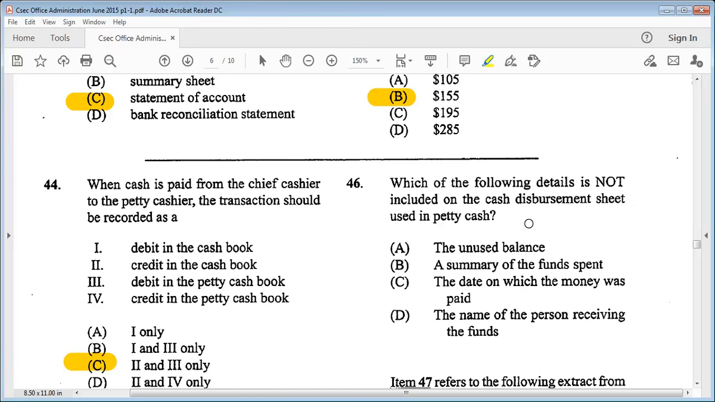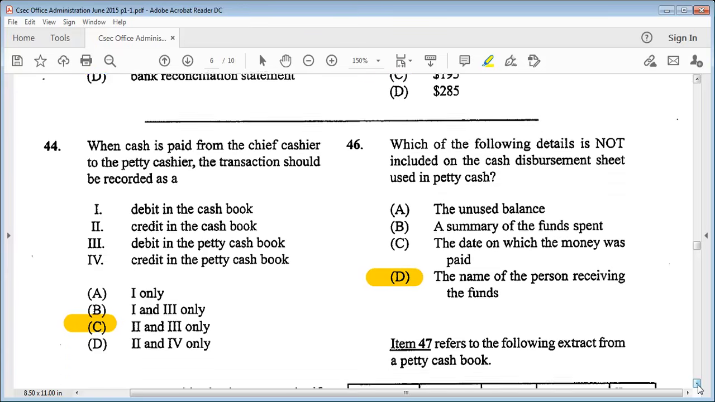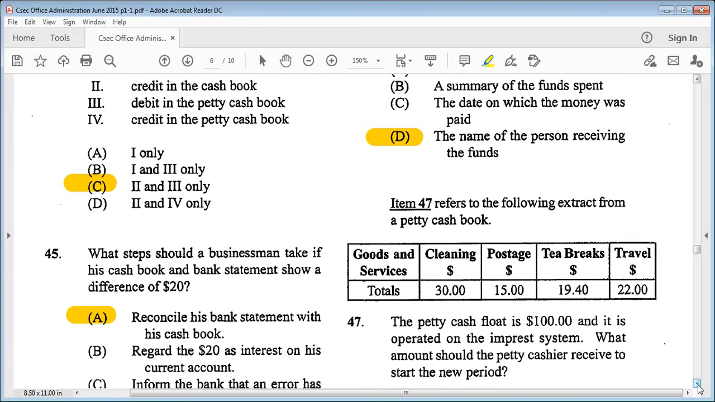We know it is there. It says not included in the cash disbursement sheet. Using the petty cash, it would be D, the name of the person receiving the funds. That is not included. Let's go on to 47. Item 47 refers to the following extract from a petty cash book.